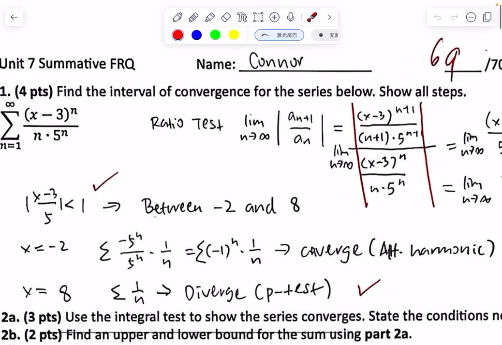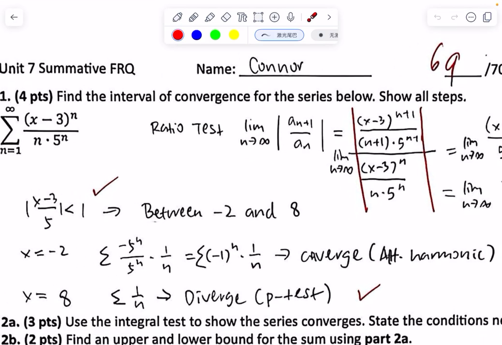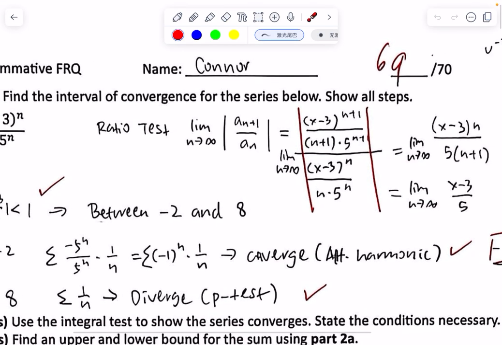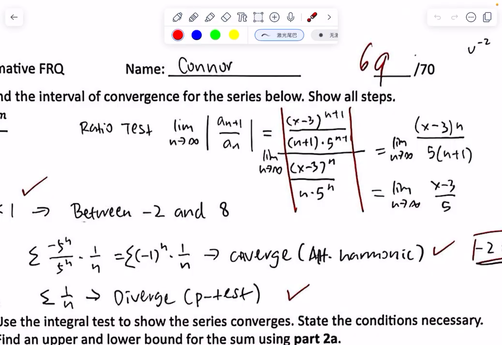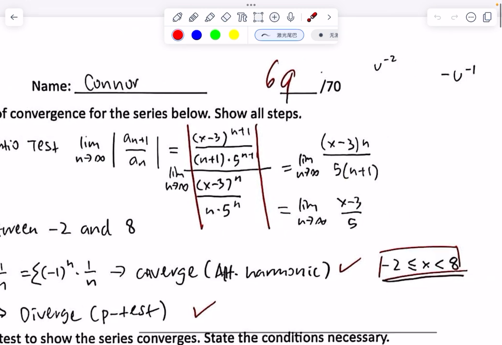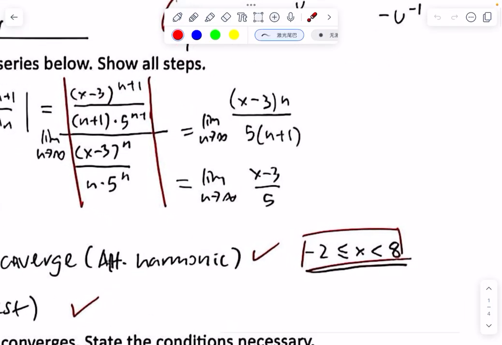And the ratio test simply states that if the limit as n approaches infinity of a_(n+1) over a_n, if the magnitude of this limit is smaller than 1, then the series is going to converge. So this is what I basically did here, right? After I took the limit, after a series of simplifications, I got that this limit was equal to |x minus 3| over 5. And then for this to satisfy our condition, this has to be smaller than 1.